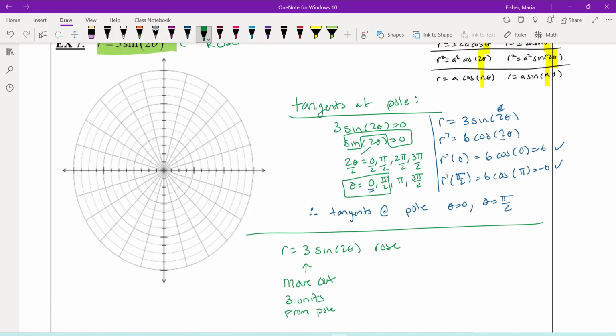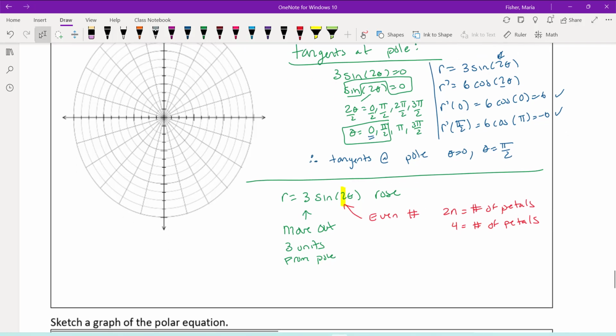It's a rose. Since this is an even number multiplying theta, I know that that means that I'm going to have, for my number of petals, 2n. In that case, this is going to be 4. So I have 4 petals, and I know I need to move out 3 units from the pole. I also know that I have sine, so I need to know where do I put my first petal and the spacing for the next petal.